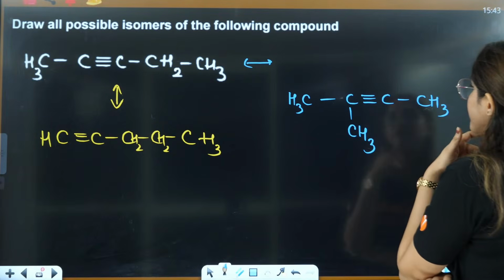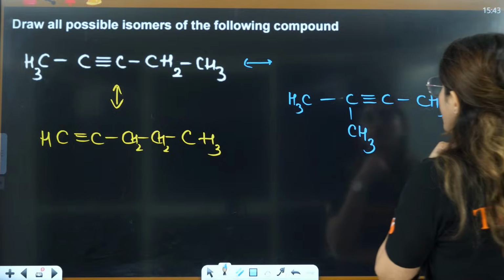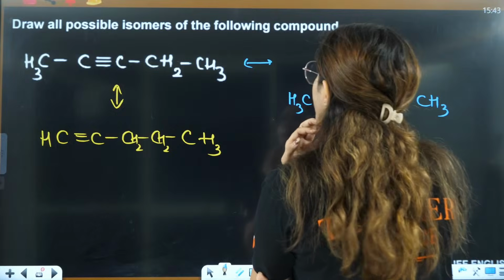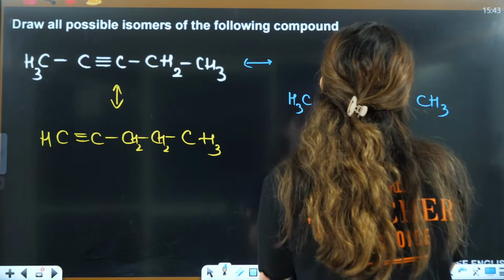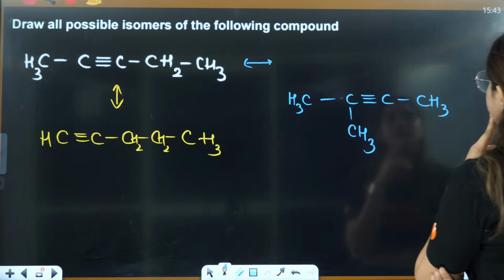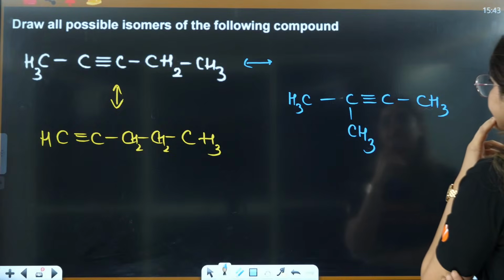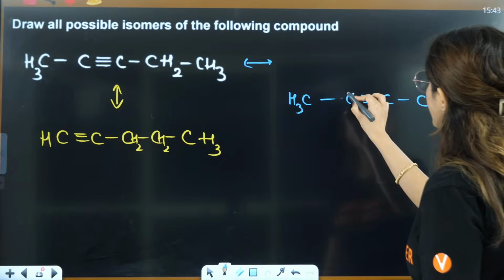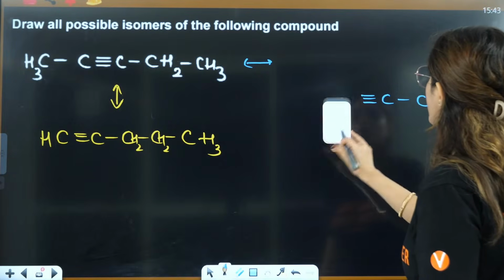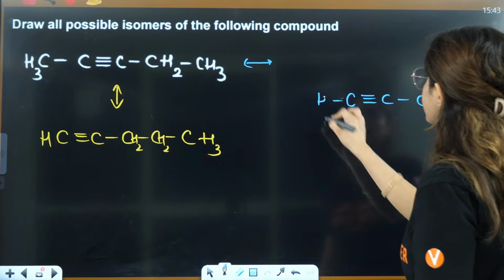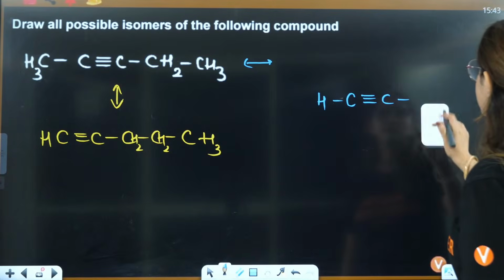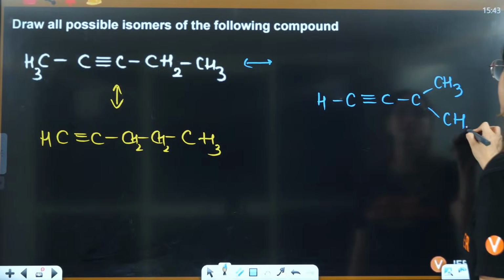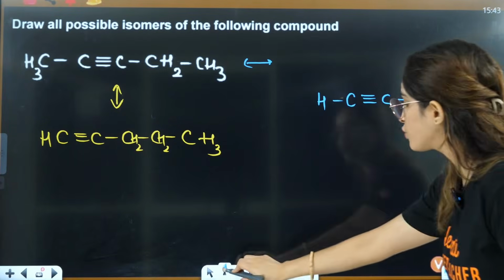The 4, 5 bonds are not possible here. So chain isomer it can show, but this one will not show. 1, 2, 3. If you talk about 4 carbons here, wait a minute, let me just show you how it will show you chain isomer. Let me just draw a chain isomer here. This can have hydrogen here, this can have C, this can have CH3 and this can have CH3. Now it can show you chain isomer.